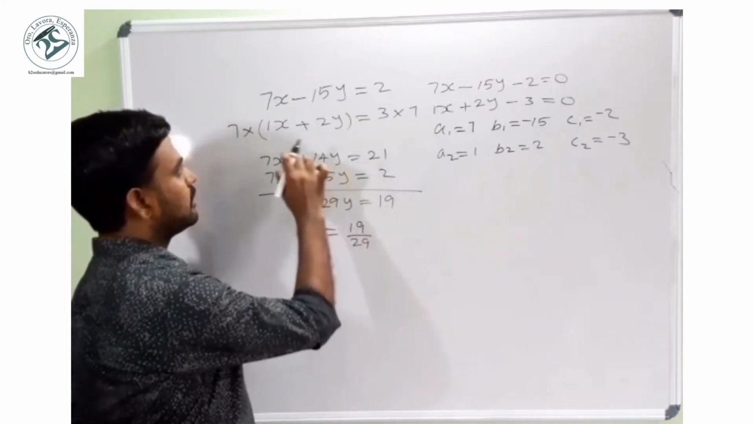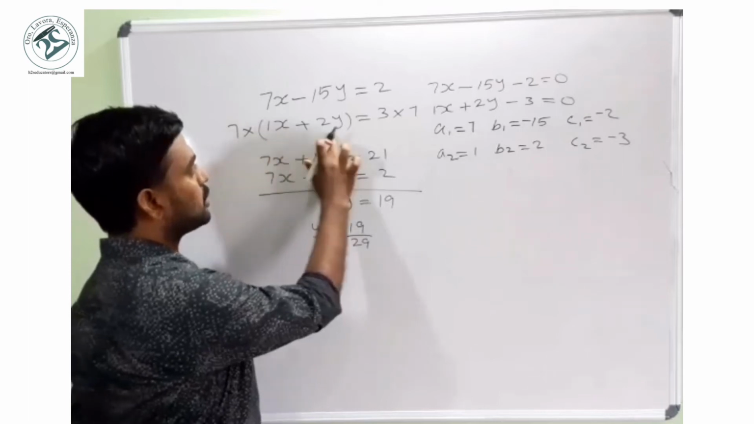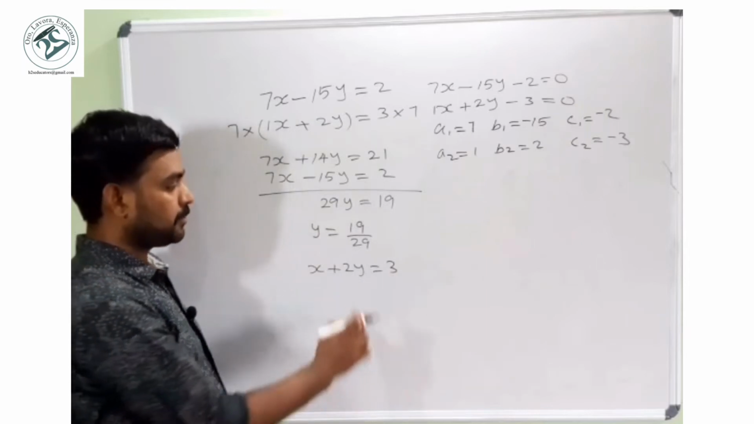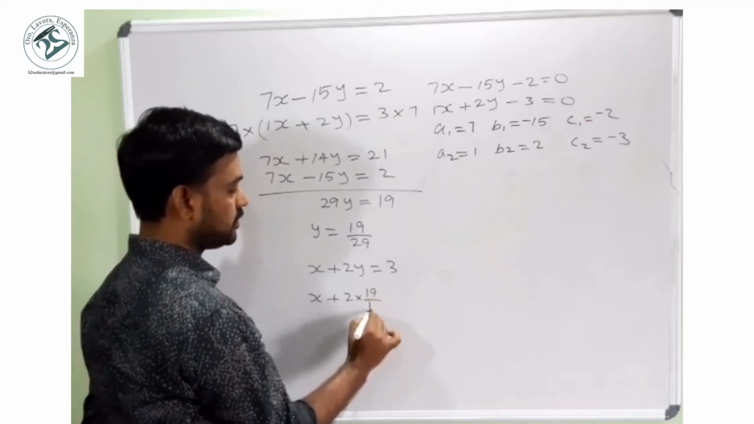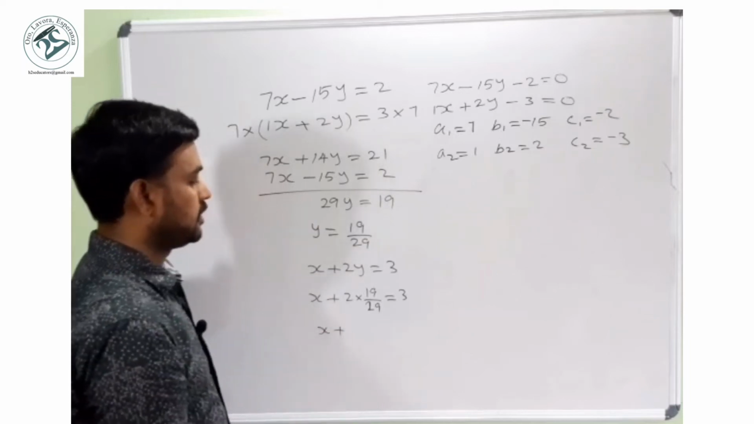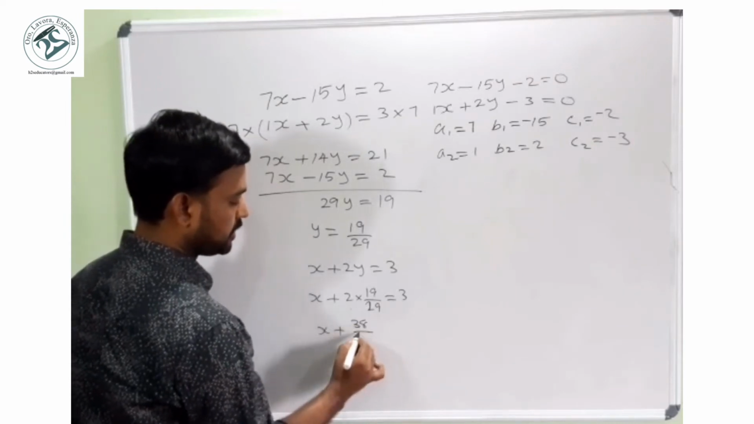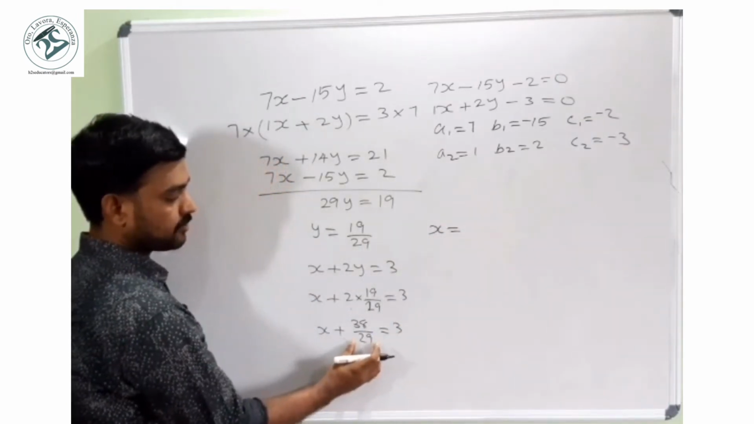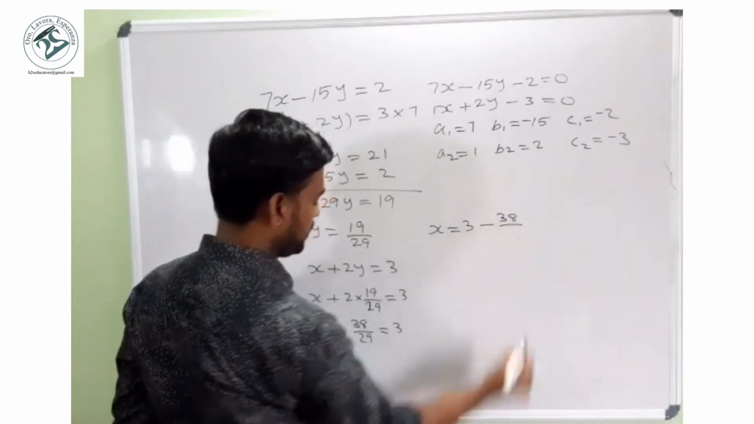Now x. Insert the value of y in any one of the simple equations. Before we multiplied by 7, there was the equation x plus 2y is equal to 3. This is a very simple equation. Therefore, in the place of y, we can insert this value. So we will get x plus 2 into 19 by 29 is equal to 3. So x plus 2 into 19, 38, divided by 1 into 29, 29, is equal to 3. So x is equal to 3 with this fraction transposed to the right side, it will become minus 38 by 29.